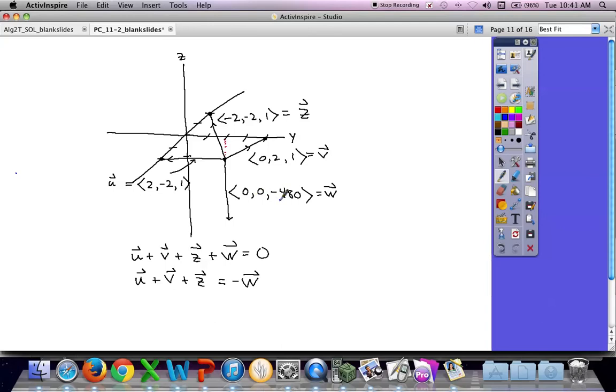Now, what we would know is that if we add up all of our vectors, u plus v plus z plus w, it's 0, because this weight is not moving at all. And if you subtract the w vector from both sides, that means that u plus v plus z, the three ropes that are pulling up, are balancing the one that's pulling down. They have to be equal to each other. The weight is 480 pounds, pulling down.